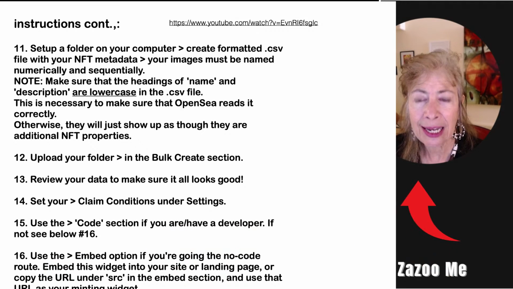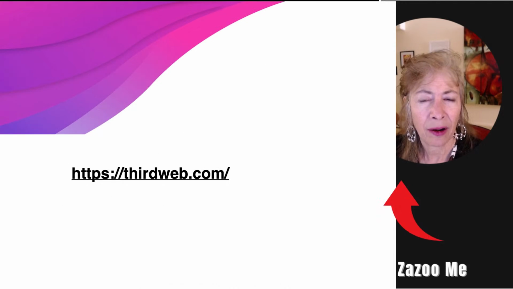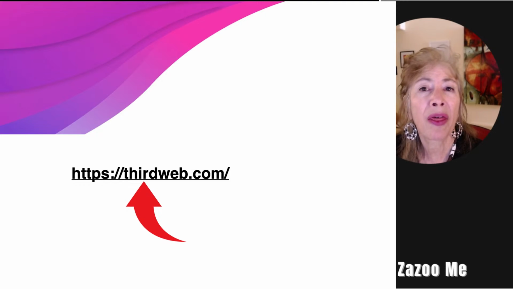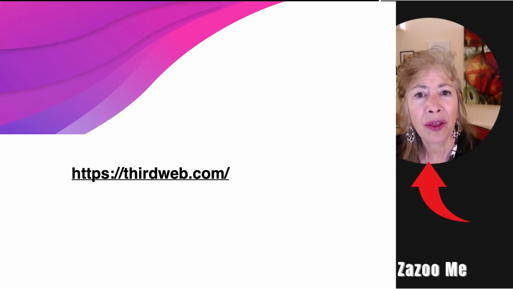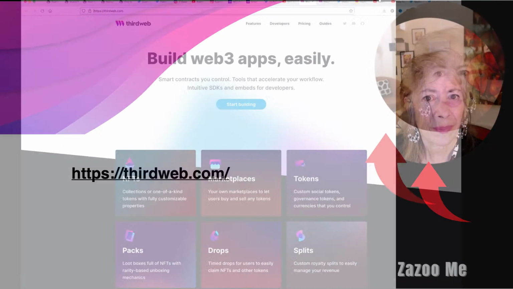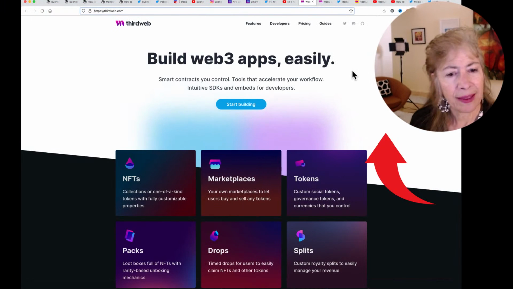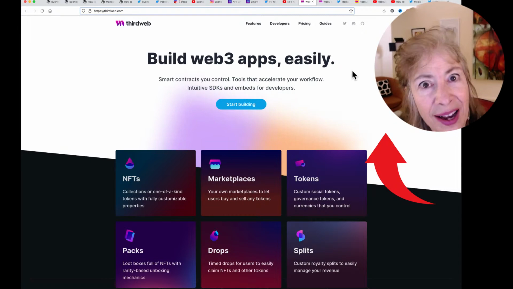Very, very easy. And how do you get there? You get there by going to thirdweb.com. So let's take a look at ThirdWeb. ThirdWeb looks like this. It's a much more robust website.